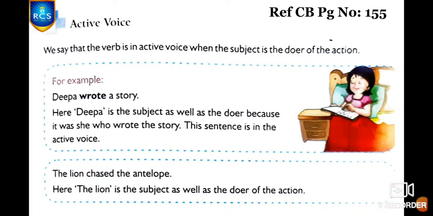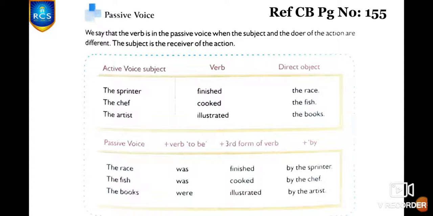Deepa wrote a story. Here Deepa is the subject as well as the doer of the action wrote. Right? Because it was she who wrote the story. This sentence is in the active voice. The lion chased the antelope. Here the lion is the subject as well as the doer of an action. And now, children, are you all clear about active voice? Now we are moving on to passive voice.